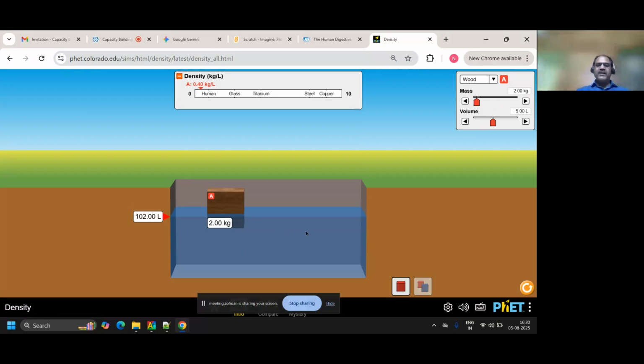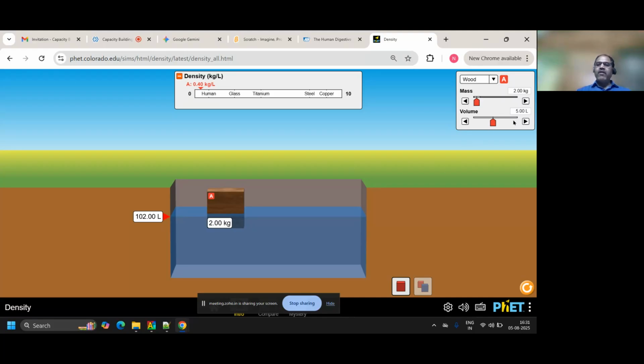So what is the reason for the substance to float? Again, Archimedes found it. If it is displacing more, then it will start floating. If it is not able to displace more, it will sink. I'm talking in a very layman's view, but science definitions will be further refined. Now it is wood. This is water. This is wood. Okay. So you got 102 liters of water. Now this wood mass is 2 kg.